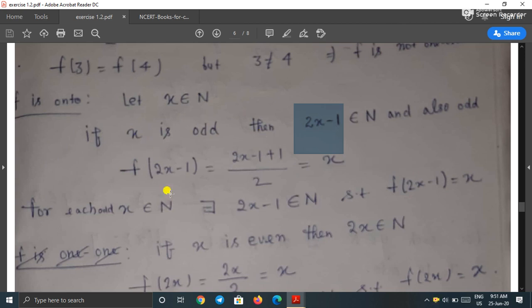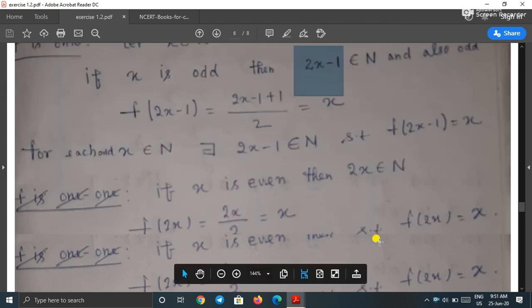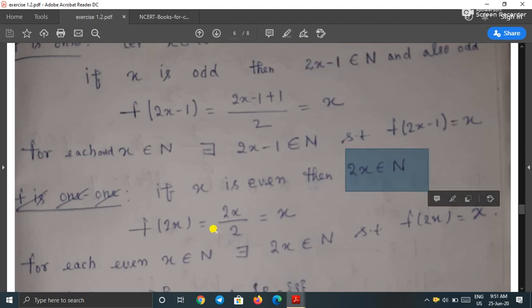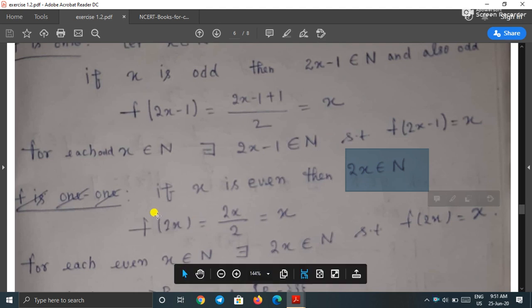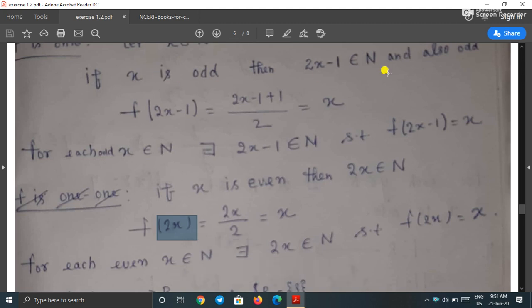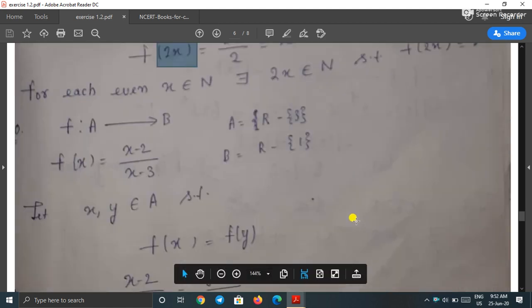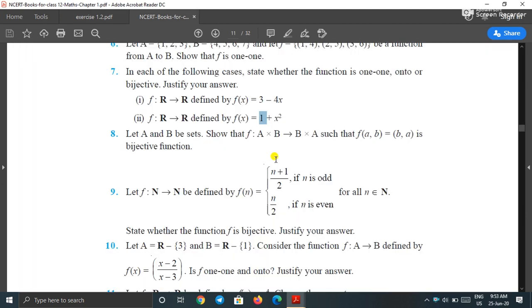Now if x is an even natural number, then 2x is also an even natural number. Twice an even natural number is also an even natural number. And if we find the image of 2x under this mapping, then it becomes x. Means every natural number has a pre-image, so the function f is onto, right? Now let us see the next problem.